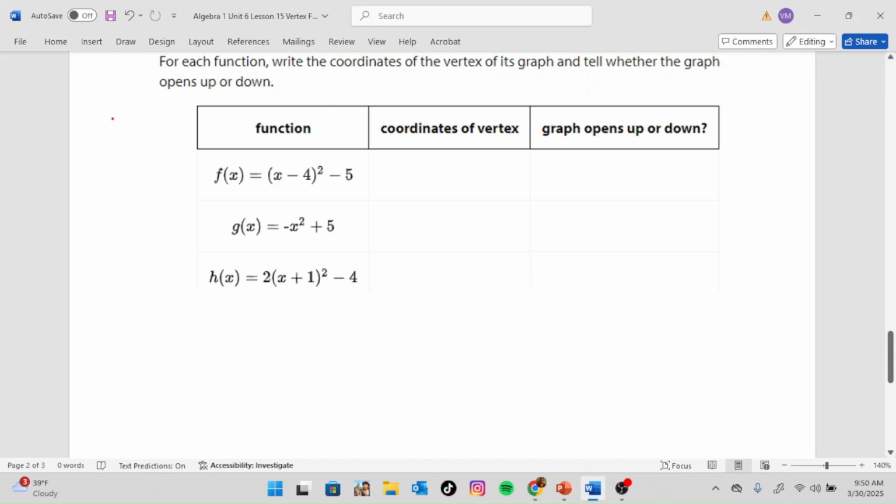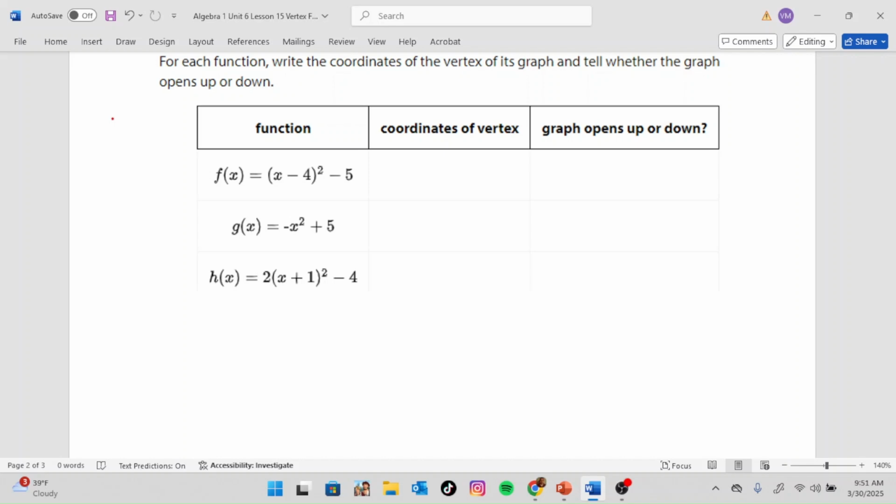Our last practice problem, number 5. For each function, write the coordinates of the vertex of its graph and tell whether the graph opens up or down.